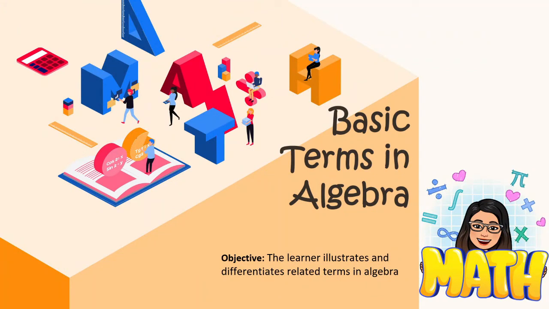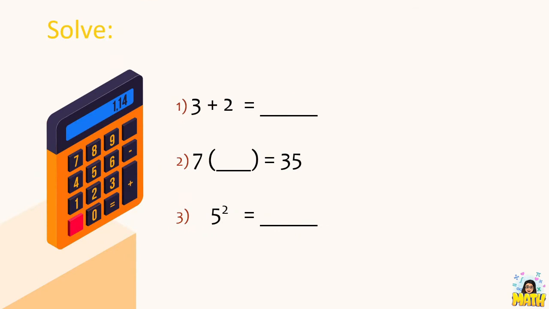Sa video lesson na ito, ipapaliwanag ko ang iba't ibang terms na ginagamit natin sa pag-aaral ng algebra. Bago yon, isolve muna natin ang mga sumusunod. 3 plus 2, that is 5. 7 times blank equals 35. Ano ang imomultiply natin sa 7 para magkaroon ng product na 35?